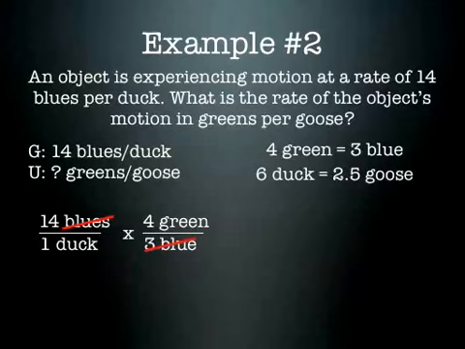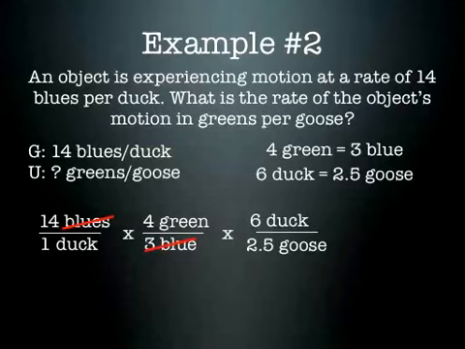So the next step is to then move from ducks to geese. So I have 1 duck down in the denominator. So that means I'm going to put my 6 ducks up top and my 2.5 geese down there in the bottom. Again, that'll cancel out ducks, and I'm left with greens over goose, so that means I'm exactly where I want to be.